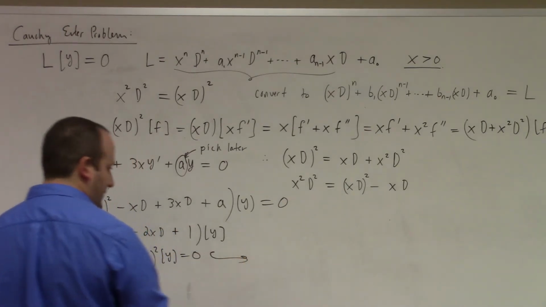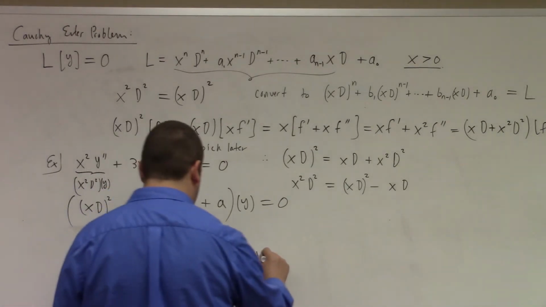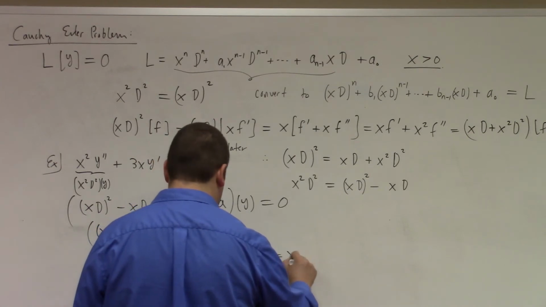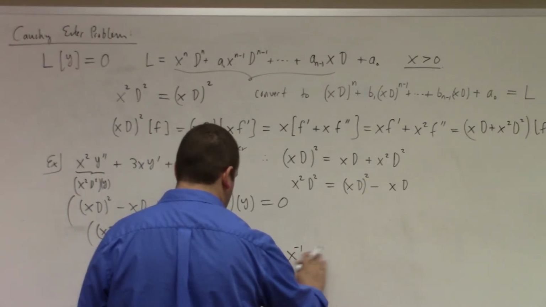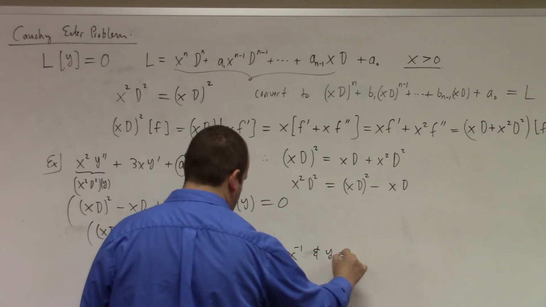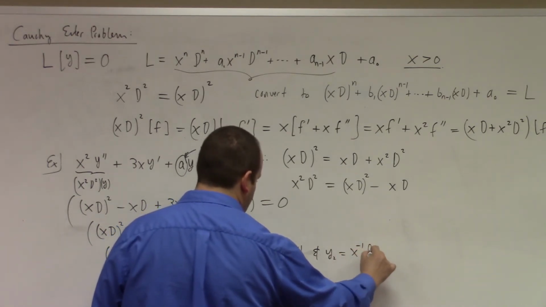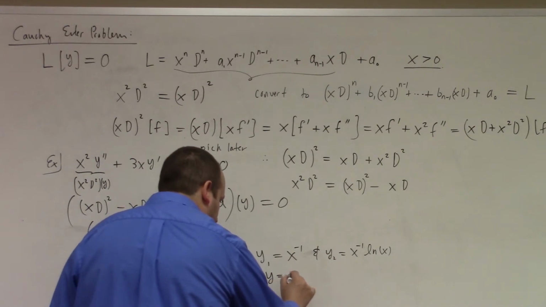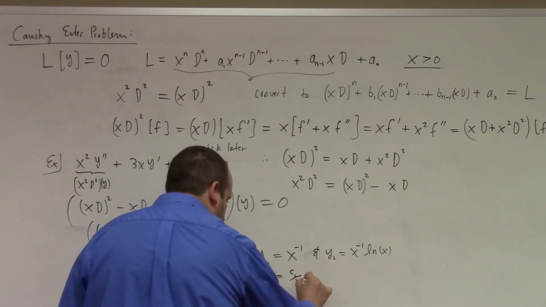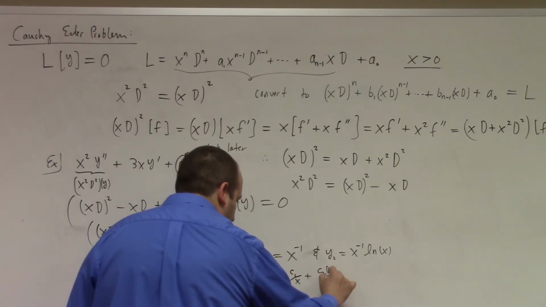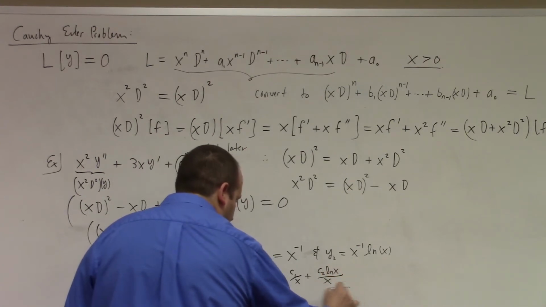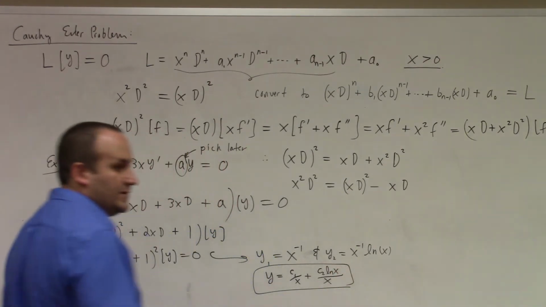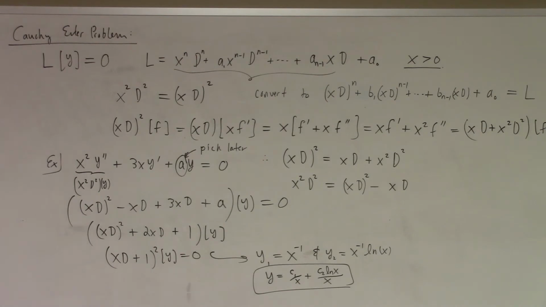So then we go back to the thing I erased, and we write down y1 is equal to x to the minus 1, and y2 is equal to x to the minus 1 times the natural log of x. And we get the rather exotic homogeneous solution, c1 over x plus c2 natural log of x over x. That's something we certainly did not have in our previous world of examples.